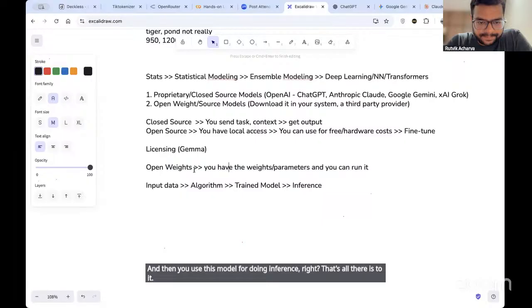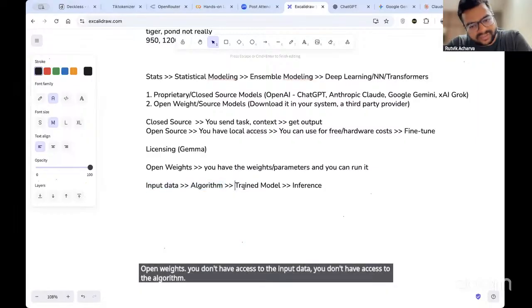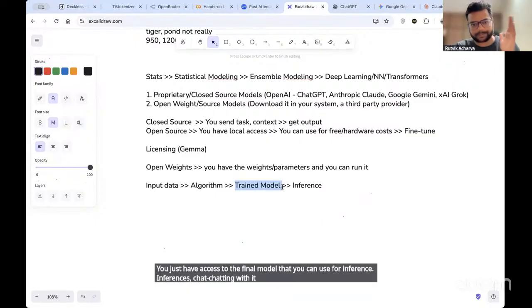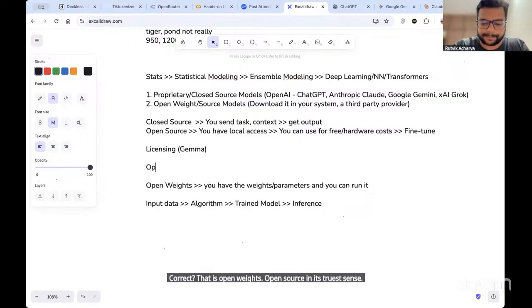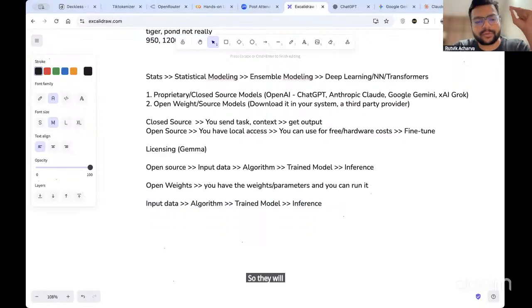Open weights, you don't have access to the input data, you don't have access to the algorithm, you just have access to the final model that you can use for inference. Inference is chatting with it or whatever you want. Correct? That is open weights. Open source in its truest sense is everything. Okay. So they will actually give you the data.